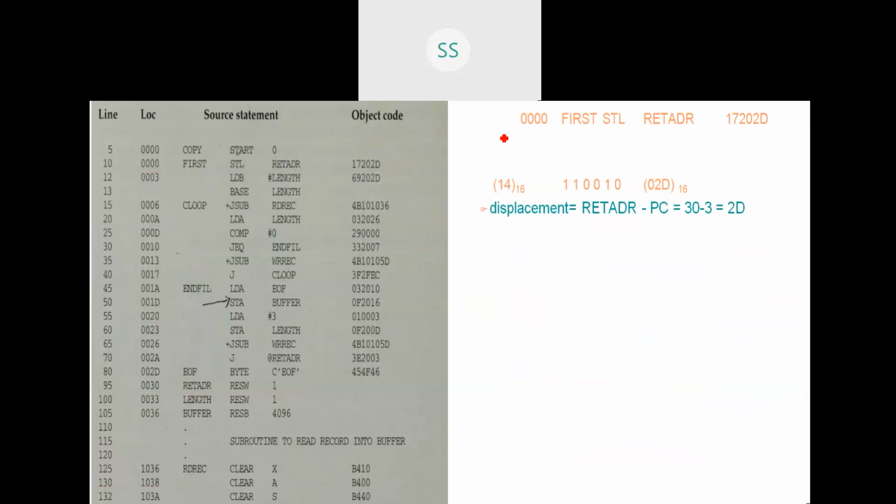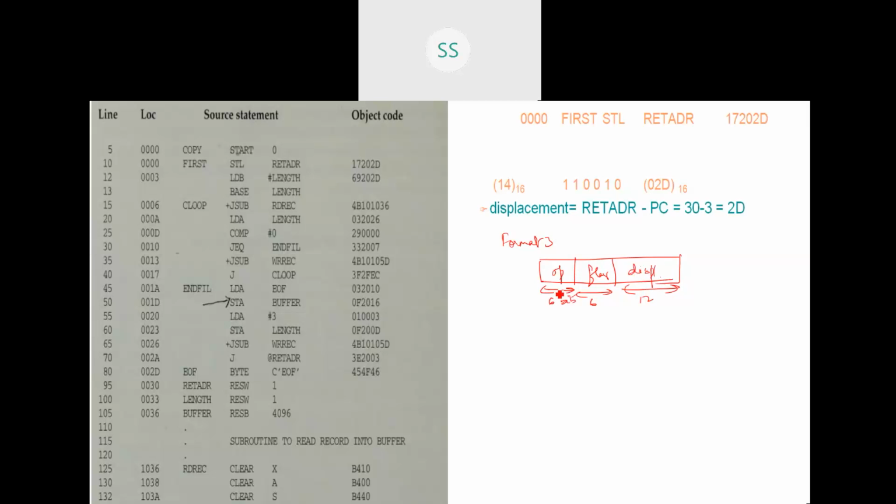Okay, since there is no plus sign, the format is format 3. So format 3, you know what the format is, and when you are asked to write formats, please write it like this. The first 6 bits are for your opcode, the next 6 bits are for your flags, and the last 12 bits are for your displacement.